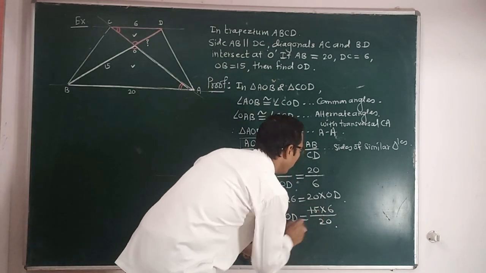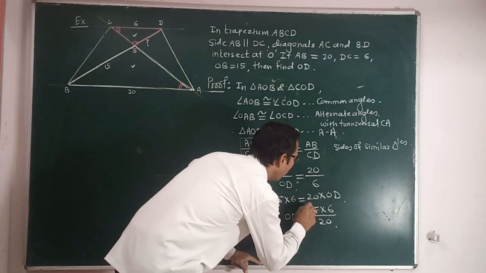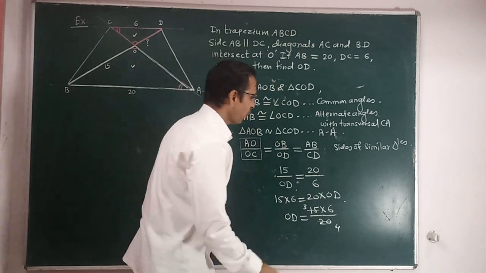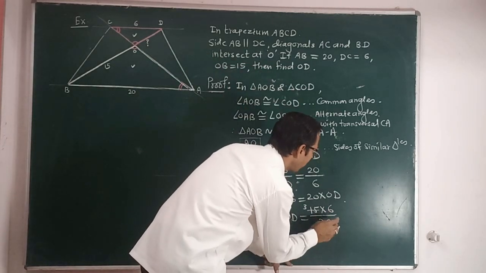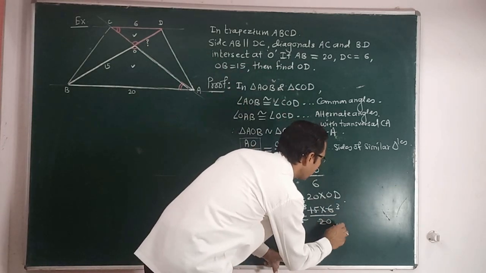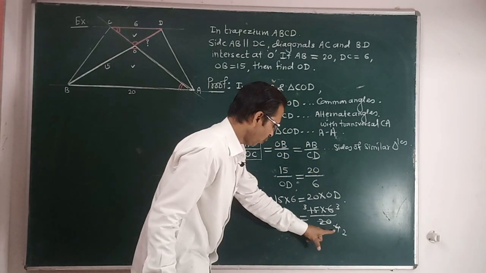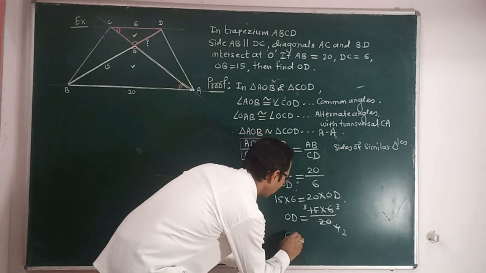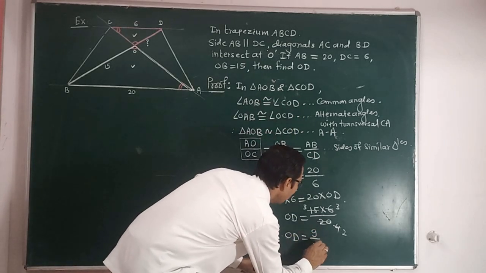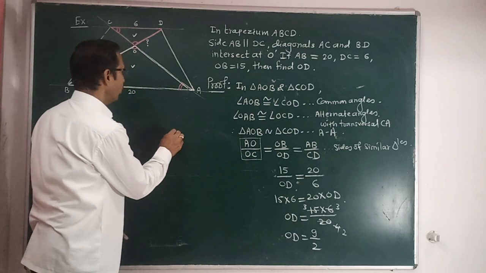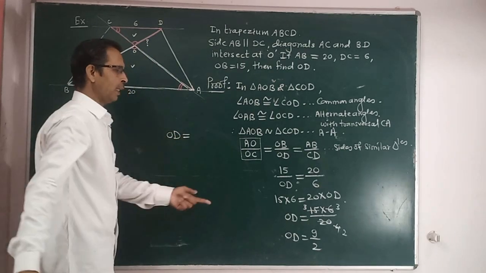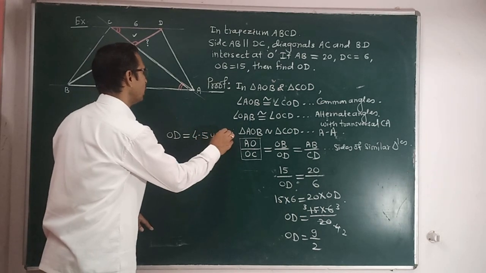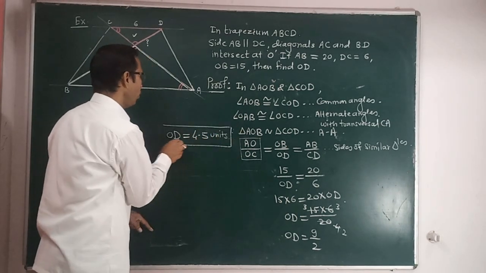Then divide by 5: 5 threes are 15 and 5 fours are 20. Divide 6 and 4 by 2: 2 threes are 6 and 2 twos are 4. 3 into 3 is 9 divided by 2, and that's why OD is equal to 9 upon 2, which means 4.5 units. This is the value of OD.